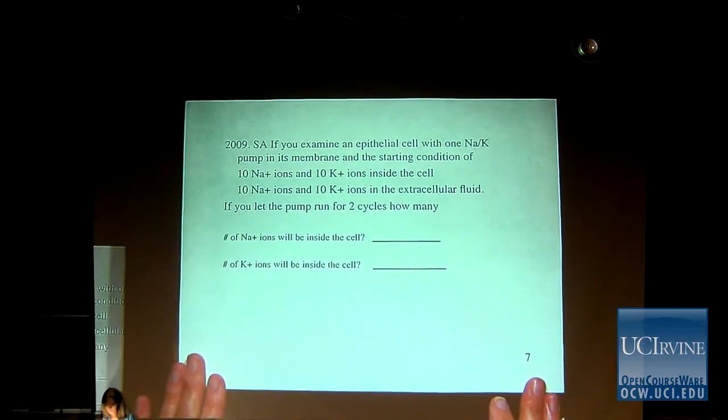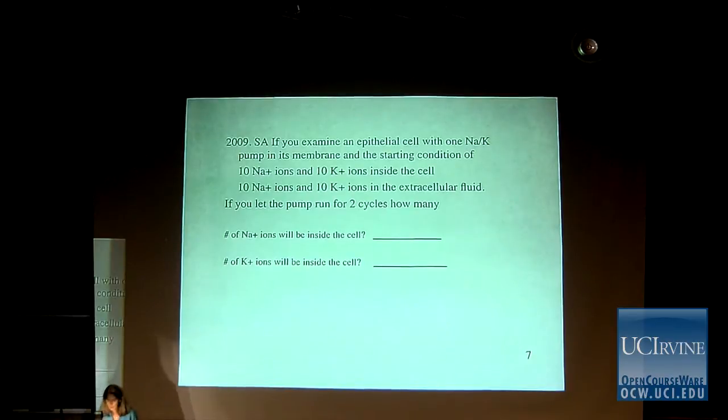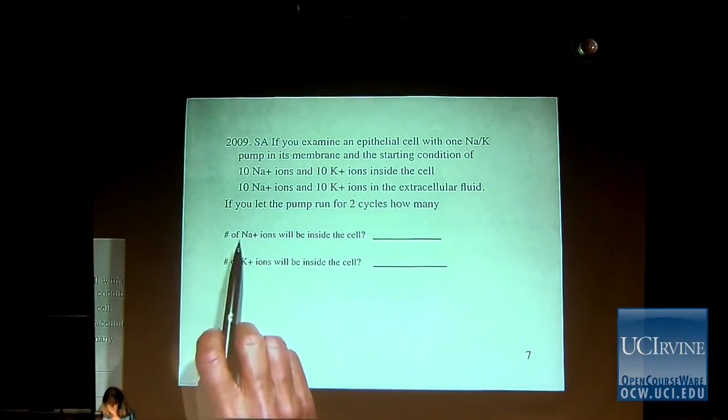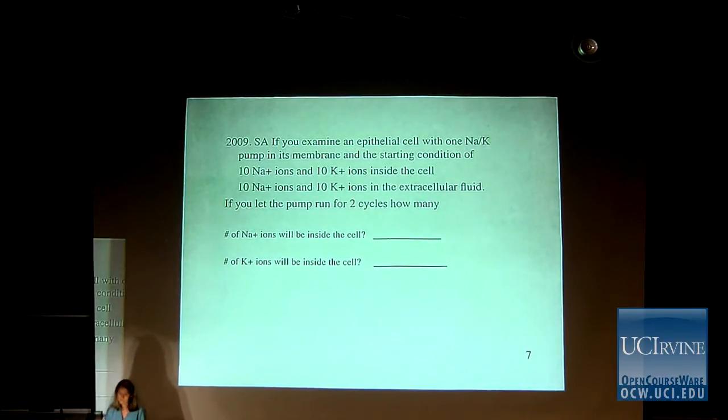Okay, and here is a short answer one that has a little bit more figuring that you need to do. If you examine an epithelial cell with 1 sodium-potassium pump in its membrane and the starting conditions of 10 sodium ions and 10 potassium ions inside the cell and 10 sodium and potassium ions outside the cell, in the extracellular fluid. If you let the pump run for 2 cycles, how many sodium ions will you have inside the cell and how many potassium ions? So take a minute or two to figure this out, and then we'll go over the strategy.